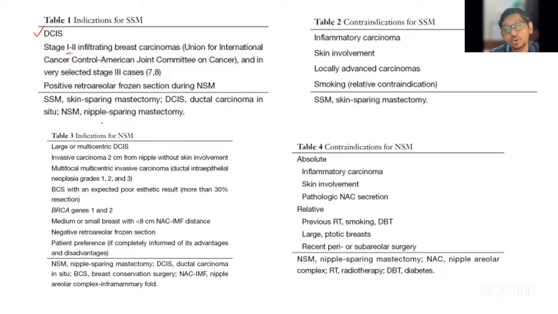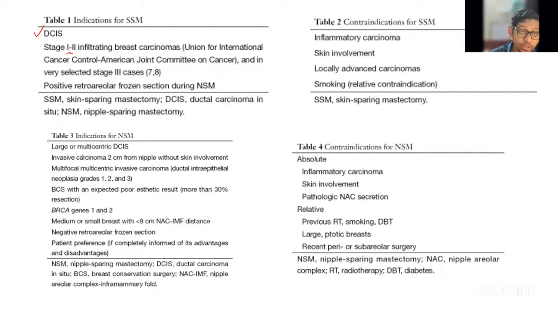And again, you should not have any disease there. So basically, if you have done a nipple sparing mastectomy, however, the retroareolar tissue below the nipple is positive for malignancy, then you definitely have to take out the nipple areola complex. So in that scenario also, you'll have to do a skin sparing mastectomy.